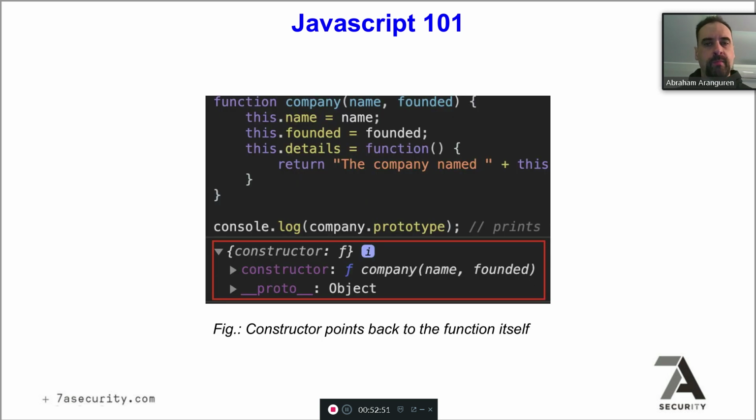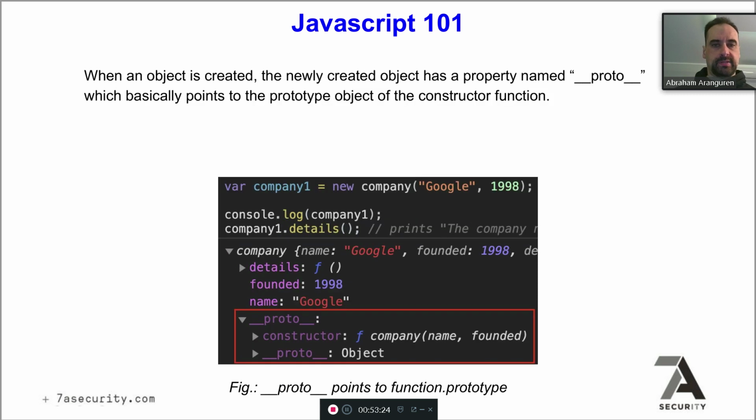So basically, if you have a function like this, function Company, with this name, this founded, these details, and you do console.log of Company.prototype, you can see here that we have the constructor f and then constructor and then this __proto__. So this is basically the object, right? The constructor points back to the function itself. If you do console.log of Company.prototype and Company has been defined as a function, this shows the prototype of the function, right? So all the inherited properties.